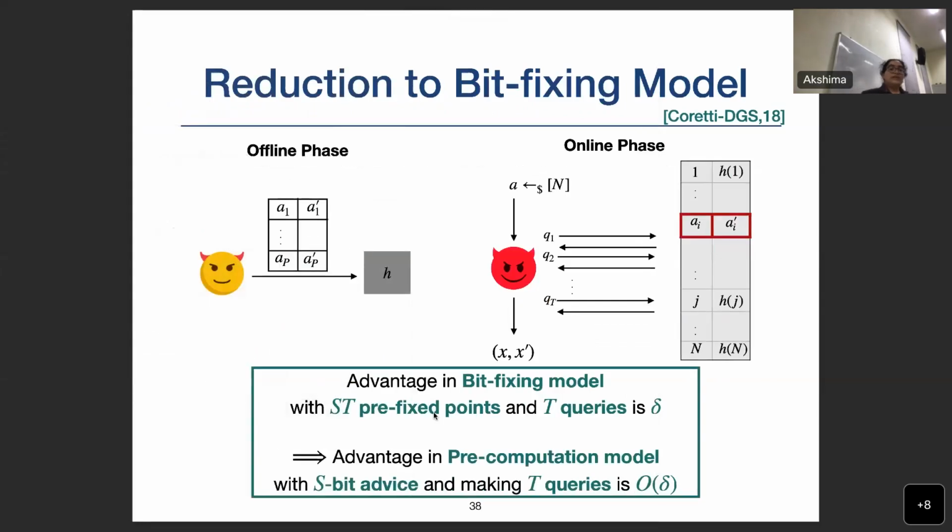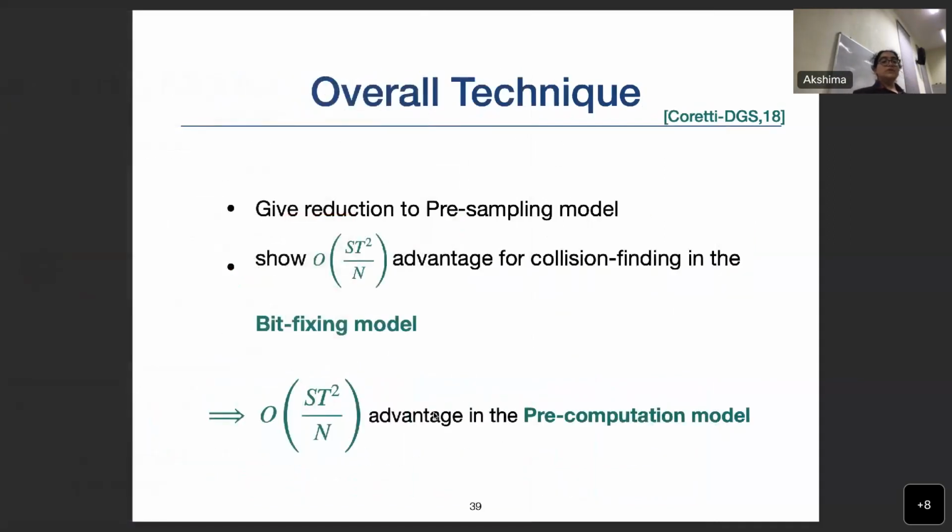They showed that if P equals ST, and the advantage in the bit-fixing model when the adversary makes T queries is delta, then the advantage in the pre-computation model, where the adversary has S-bit advice and T queries, is order of delta. So they gave this reduction, and then they showed that in the bit-fixing model the advantage is order of ST squared over N, and this implied an advantage of order ST squared over N in the pre-computation model.